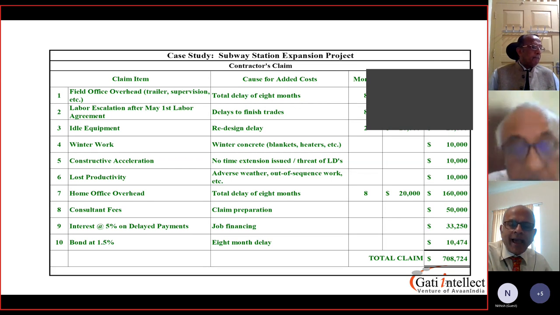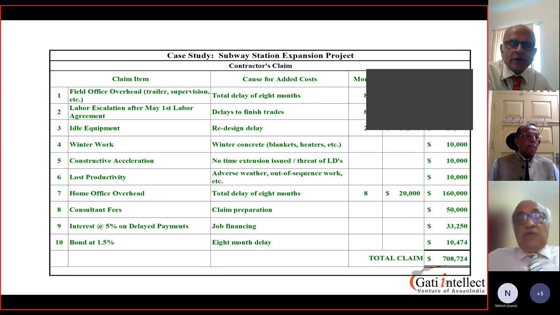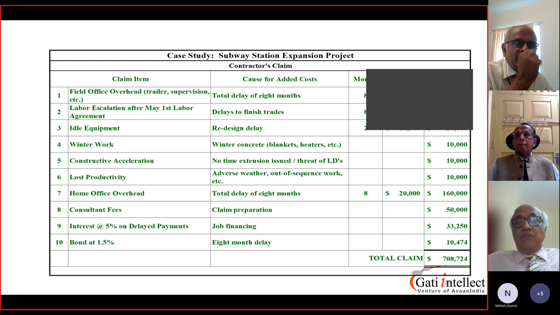So you go back to the fishbone diagram that we saw, the root cause analysis. So the problem statement here is $708,000 that needs to be forked out. This is the problem statement facing the owner.